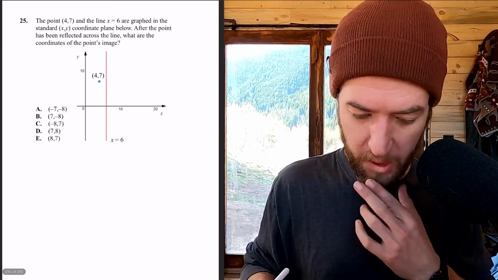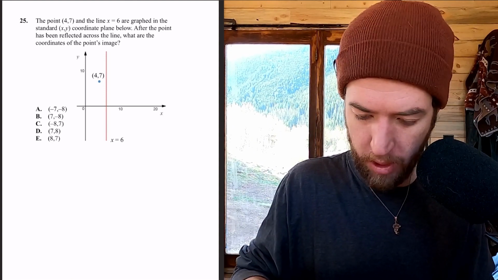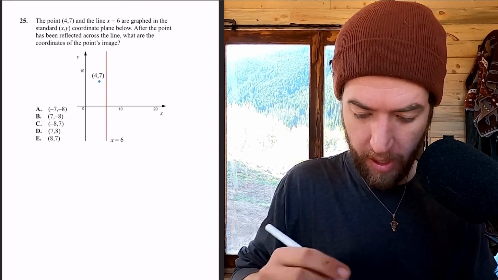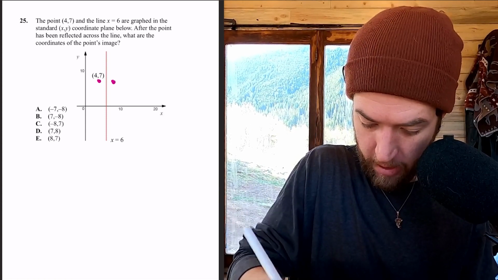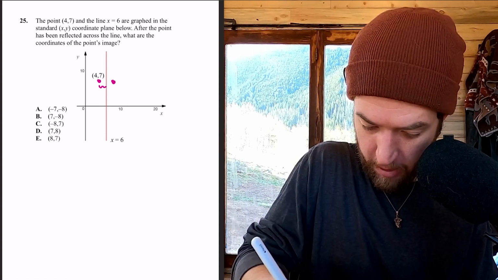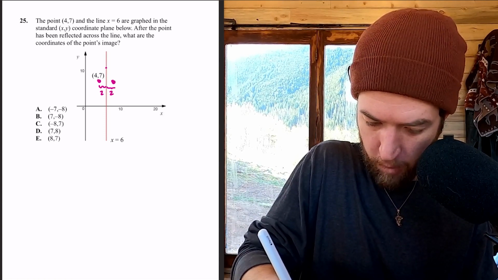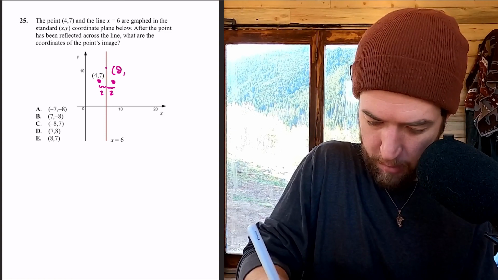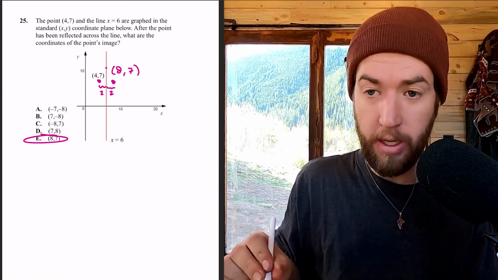All right, the point 4, 7 and the line x equals 6 are graphed in the xy coordinate plane below. After the point has been reflected across the line, what are the new coordinates? We're reflecting across the line right here. The gap from here to here is 2, so the new gap is also going to be 2. So we go from 4 to 6 to 8, but the y value stays the same at 7. So 8, 7, letter E, and on to the next.